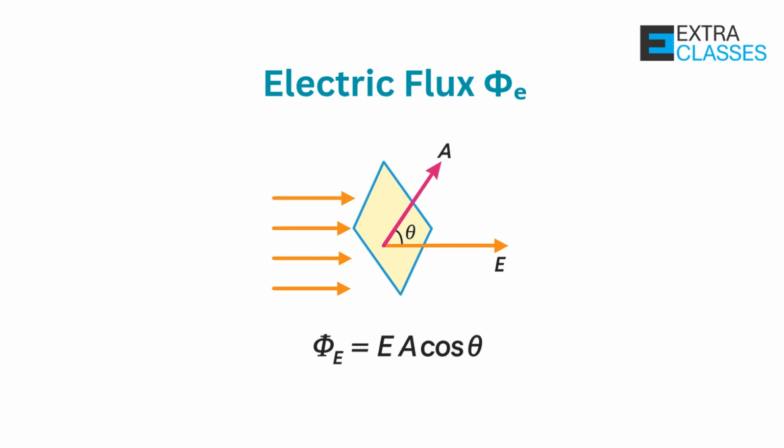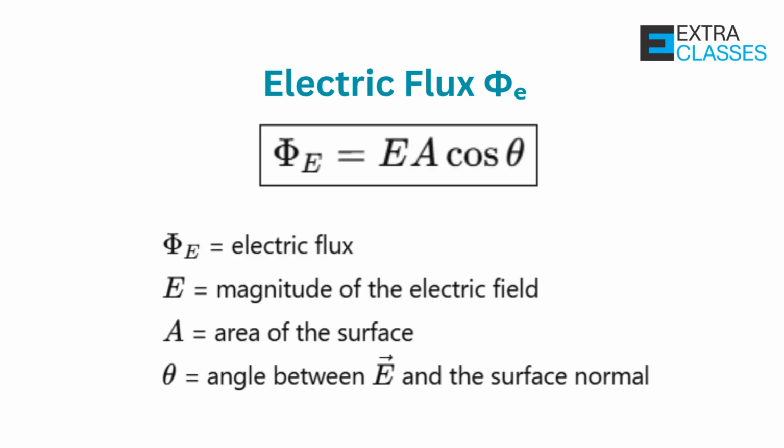If a uniform electric field E passes through a plane surface of area A, and theta is the angle between the field and the normal to the surface, then phi is equal to E A cos theta, where phi is electric flux, E is the magnitude of the electric field, A is the area of the surface, and theta is the angle between E and the surface normal.